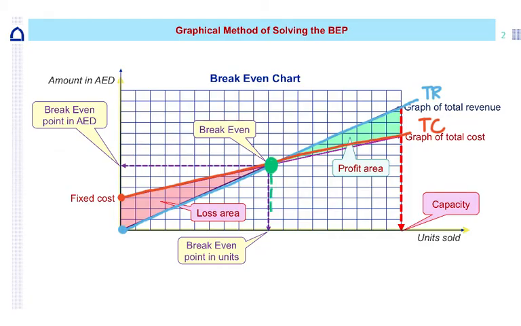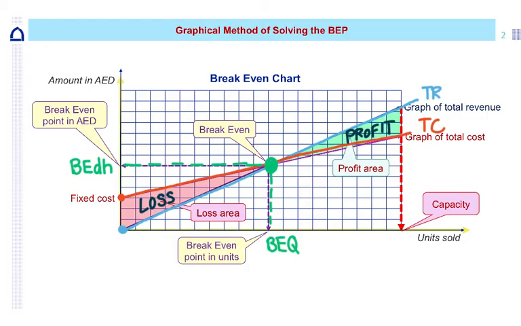So you can describe that point by looking down at the x-axis and finding the break-even quantity, the amount of items you want to sell in order to break even, or you can look over to the y-axis and describe the break-even point as a quantity in dirhams that you need to collect in order to break even. And the thing to remember is if you sell less than the break-even point, we have a loss in our business. If you sell more, you have profit.